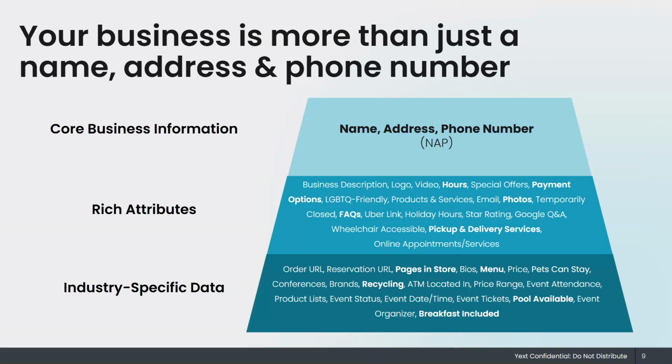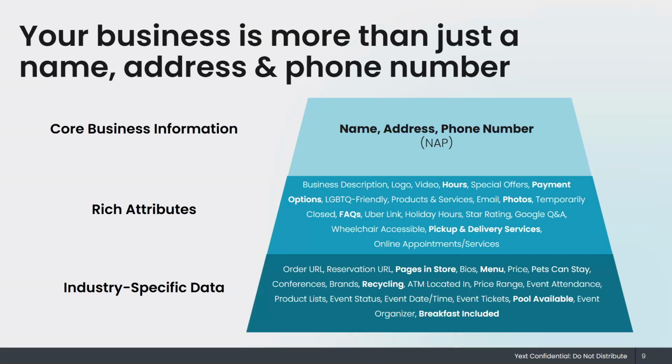Nowadays, it is way more than that. You can see here at the top, name, address, and phone number is what we call MAP. That is the core business information. Your locations need to have at least a name, address, and phone number online. However, you can also build on that MAP now directly via the Yext knowledge graph.